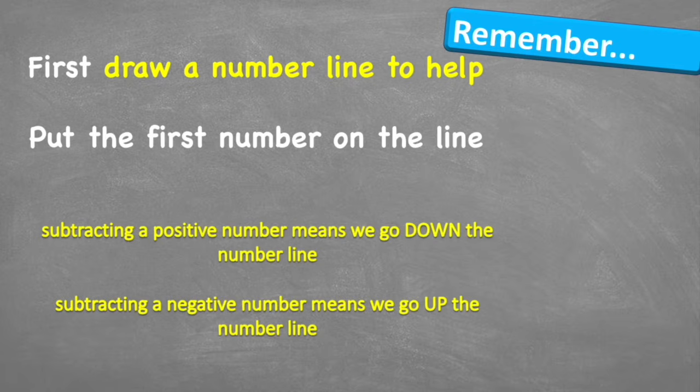So let's think about things to remember in this lesson. First, draw a number line to help you. This will help you visualize what exactly you're doing. Then put the first number on the line before following the rule for the second number. And the rules are: subtracting a positive number means we go down the number line, and subtracting a negative number means we go up the number line.